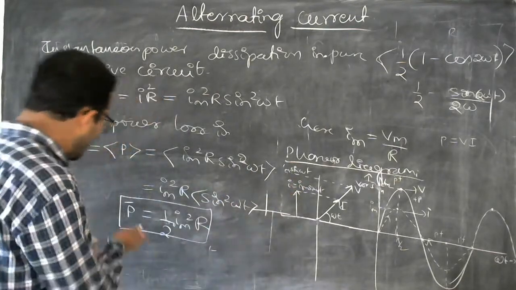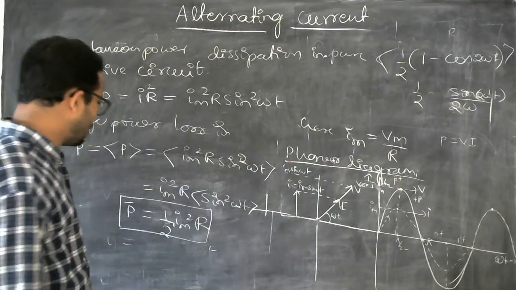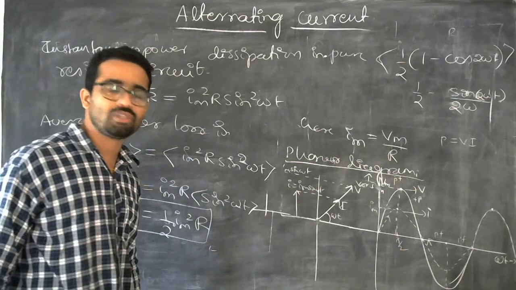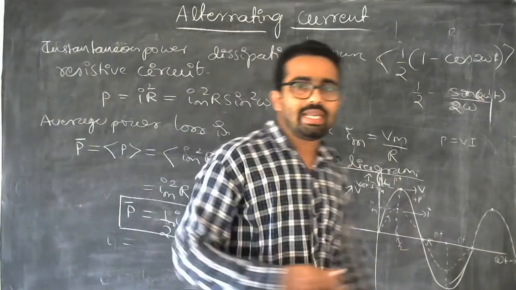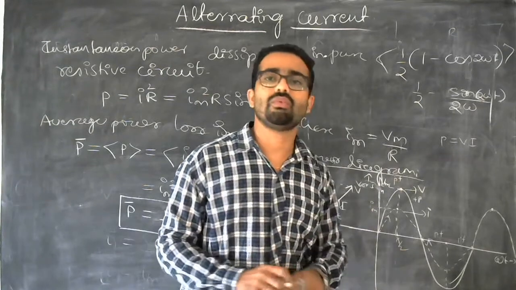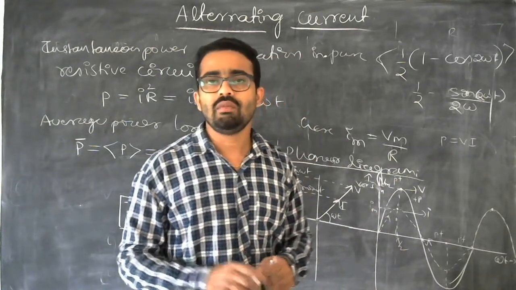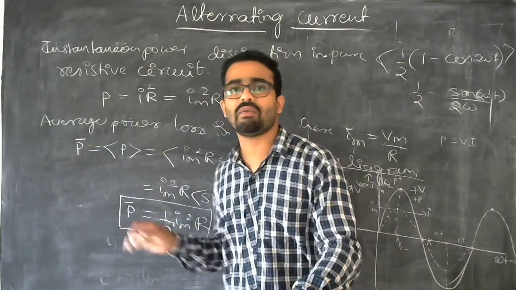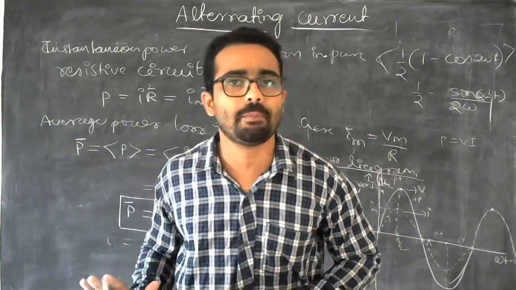Now let's look at this equation. P bar is equal to half into Im square into R. But when we come to the DC, we represent the power as P is equal to V into I. Then we should think, is it possible to represent the AC power in the form of a DC power?